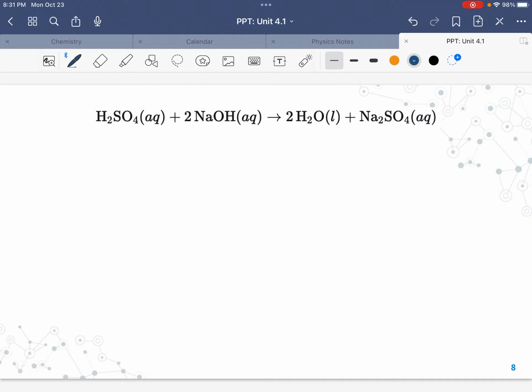All right, for this one, again, I'm going to do the net ionic equation. Looking at my product side, I'm going to look for my precipitate. In this case, it is a liquid instead of a solid. So I'm going to go ahead and write this in.